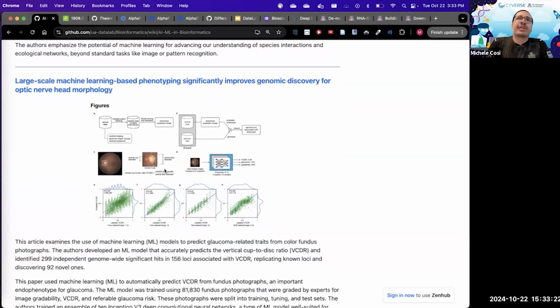Next is the large-scale machine learning-based phenotyping significantly improves genomic discovery for optic nerve head morphology.